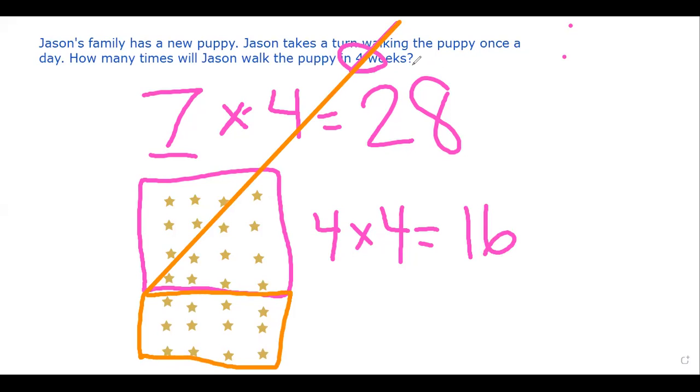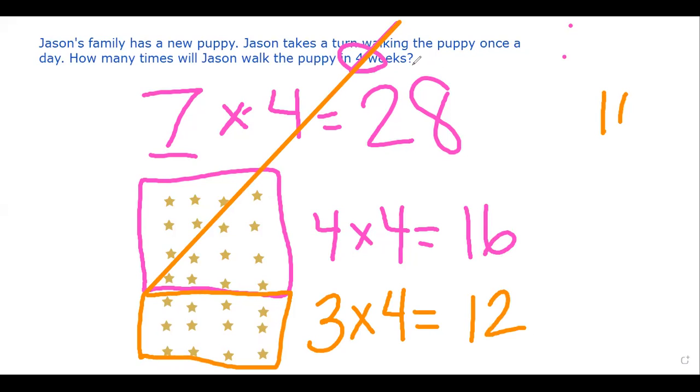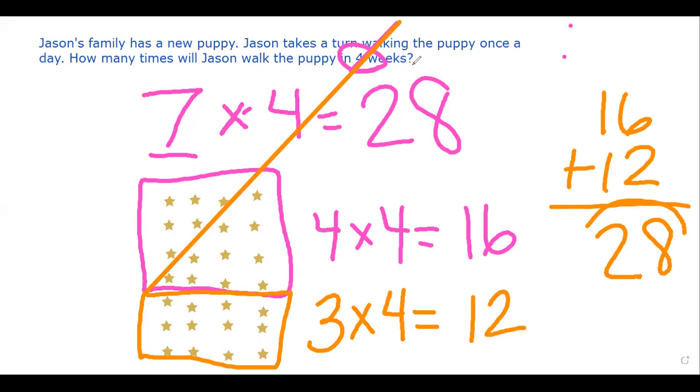Okay, 3 rows times 4 in each row. I'm going to count up all the stars, and I'm going to get 12. So here I have 16 plus 12. 6 plus 2 is 8. 1 plus 1 is 2. So I still got the answer of 28 by simply distributing, okay, and breaking the numbers apart.